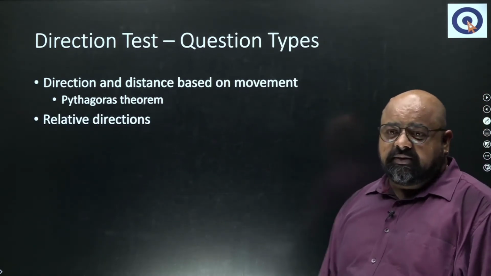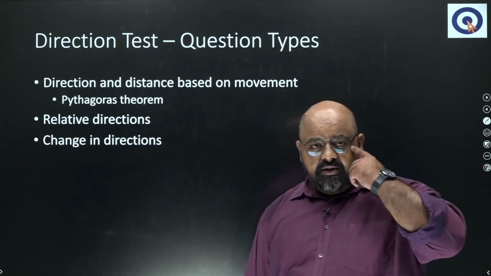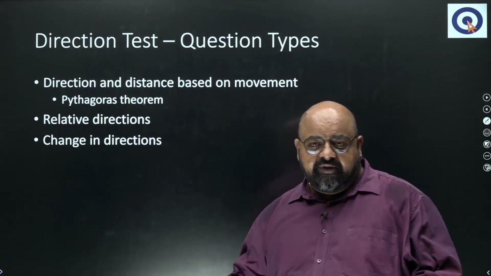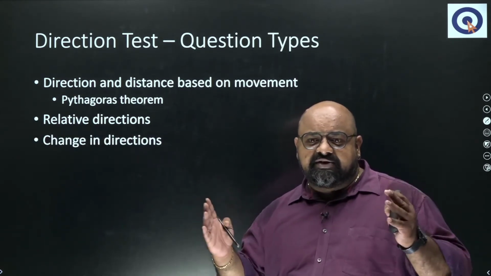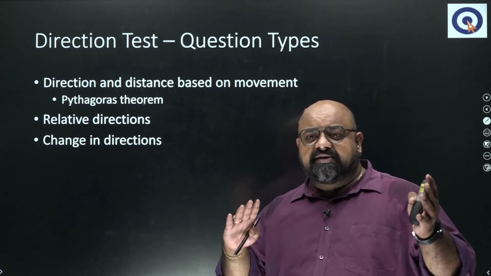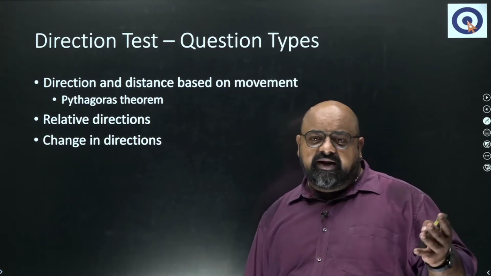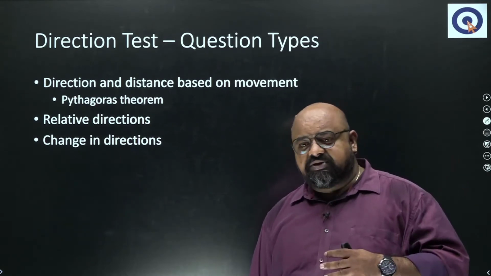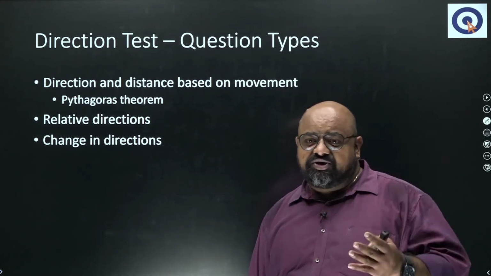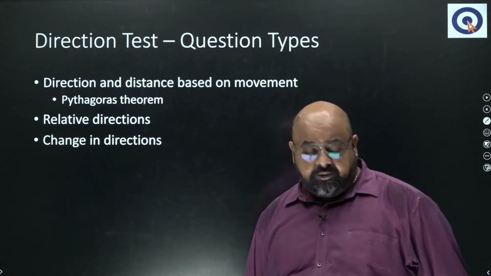The next is relative directions, and when directions change. So if there are two people who are facing towards each other and there is a relationship between them with respect to a side or a direction, questions could be based on that. The other is when the directions change. So north becomes something else and so on.